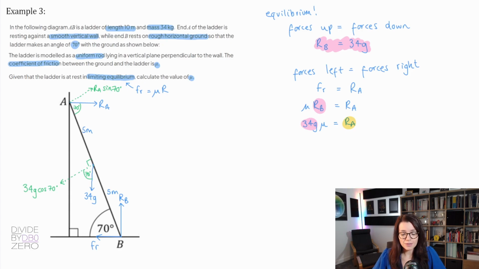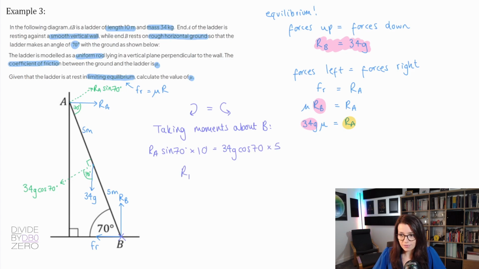To find RA, we're going to use moments. Let's take moments about point B. I'm choosing B because I want to work out what RA is, so that must be in the equation somewhere. Equilibrium, so clockwise equal anti-clockwise. Clockwise, we're going to have RA sine 70 times 10, the full length of the ladder. Anti-clockwise, we've got 34G cos 70 times 5.